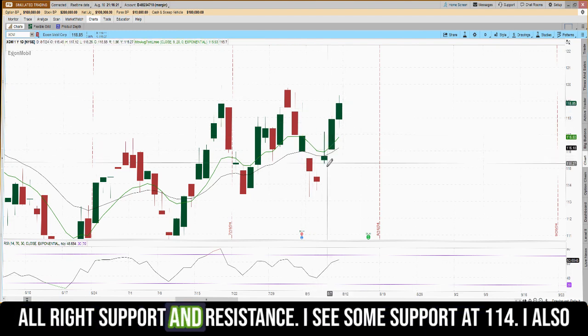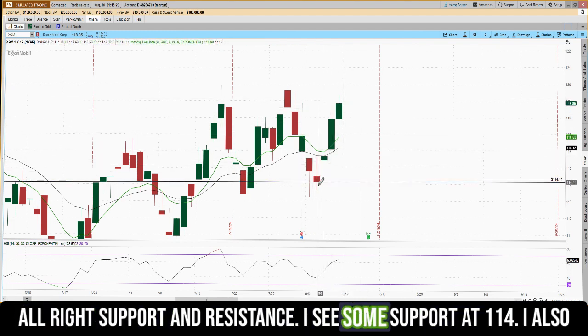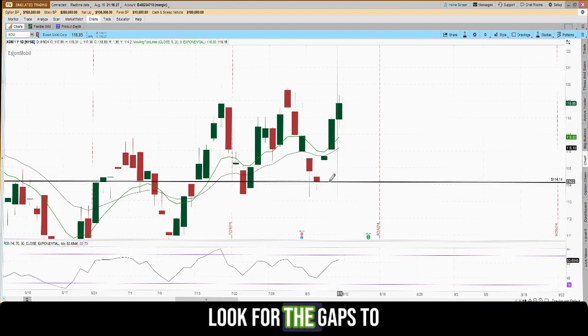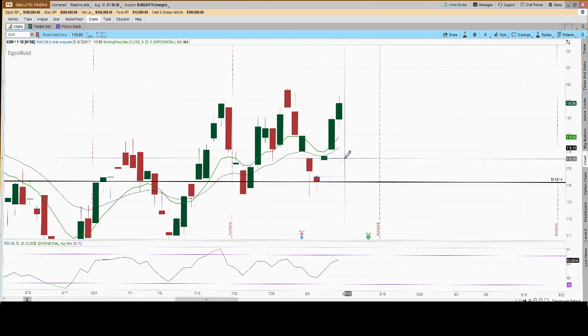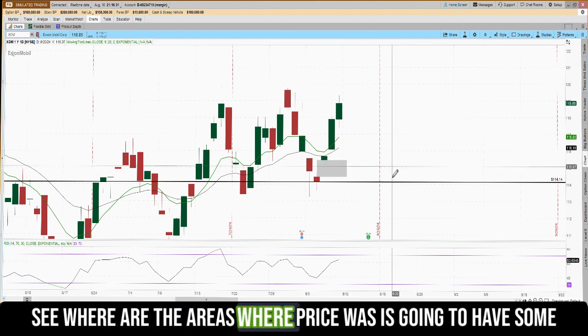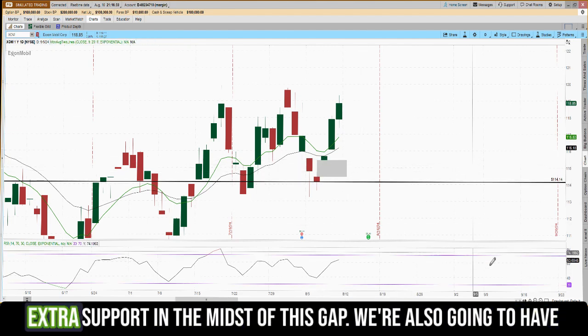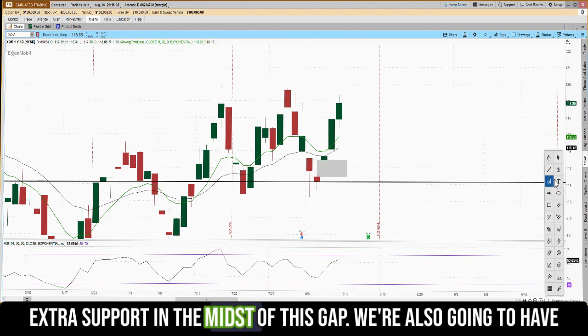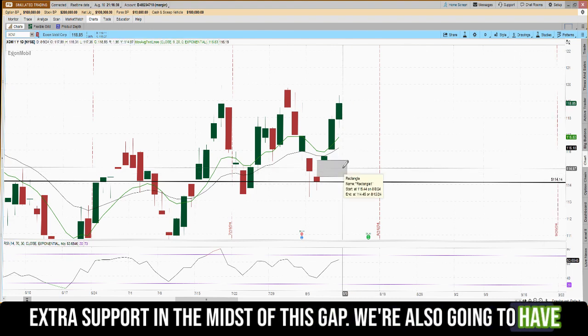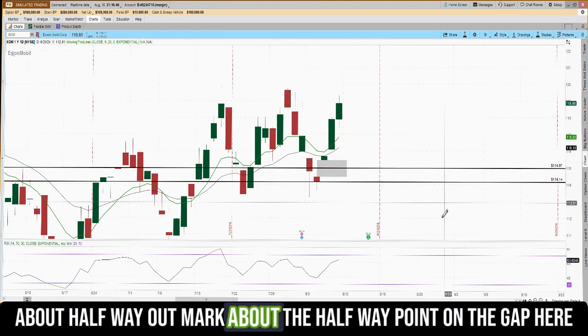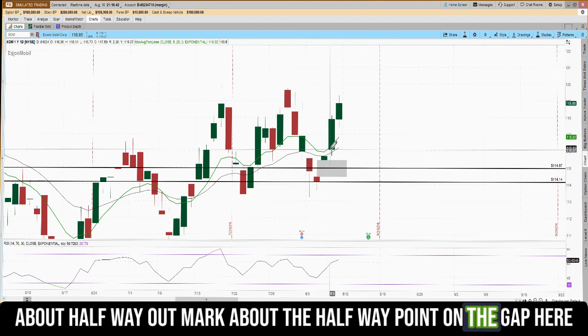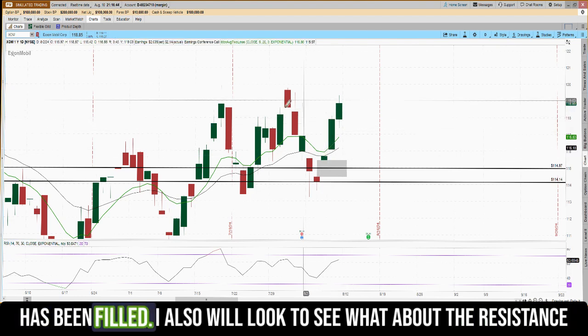All right, support and resistance. I see some support at 114. I also look for the gaps to see where are the areas where price is going to have some extra support. In the midst of this gap, we're also going to have about halfway. I'll mark about the halfway point. The gap here has been filled.